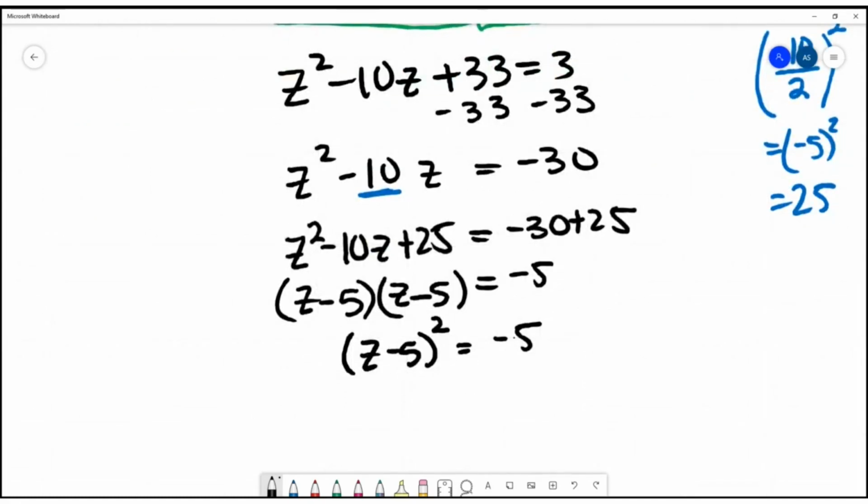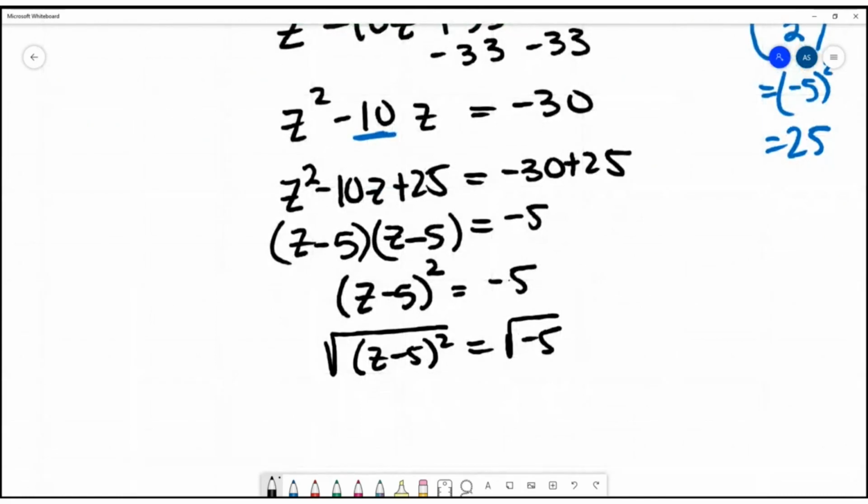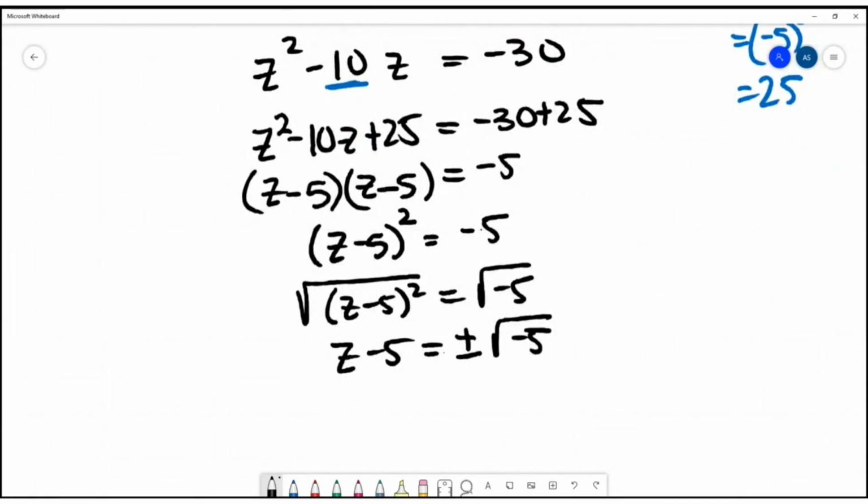And I can finalize my solving of this by getting rid of the square with the square root. The square root and the square are opposite operations. They cancel each other out. And I get this plus or minus on the other side. Last couple things here, get z by itself, so I add 5 to both sides. I have z equals 5 plus or minus square root of negative 5.